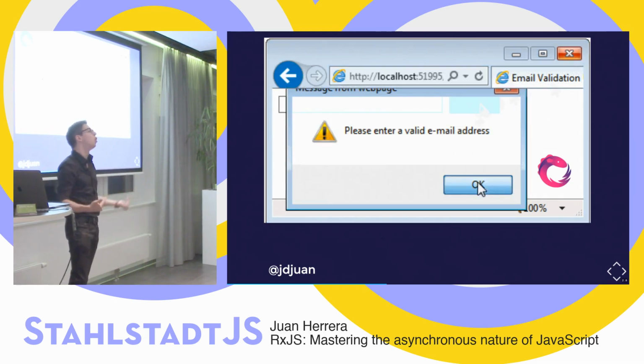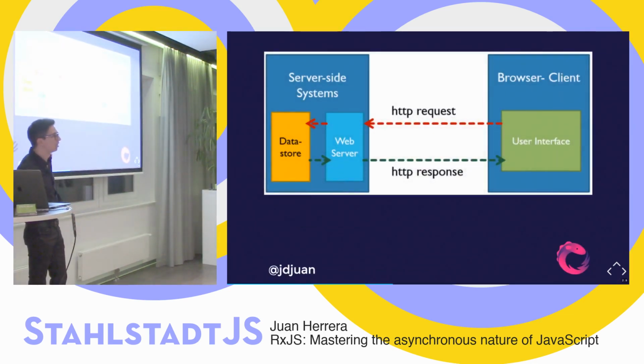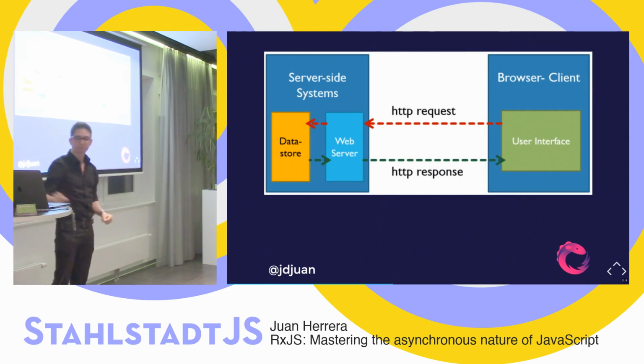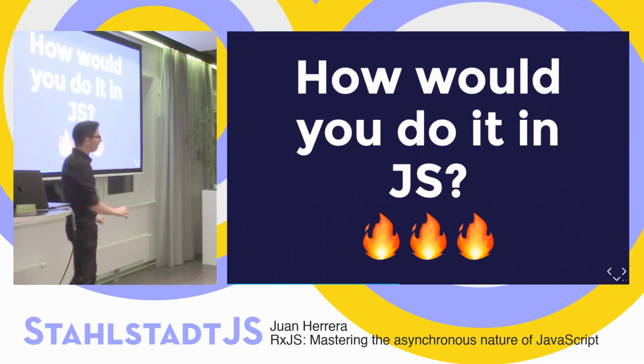There are a lot of events happening right now, and all of them are asynchronous. That means you don't know when they're going to fire. Also, you can find them in things you might be more familiar with, like HTTP requests, when you're trying to get information from a server. This is also an asynchronous process. So, let's play a game. How would you do it in JavaScript?